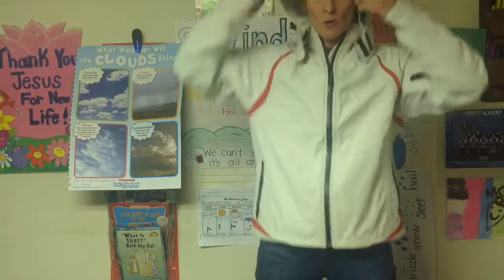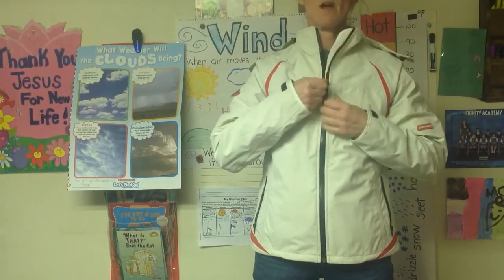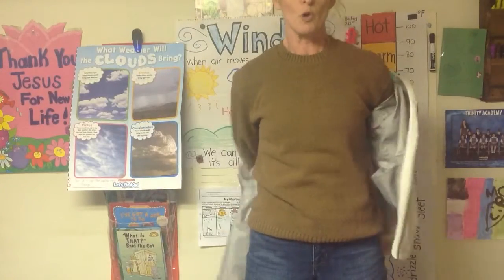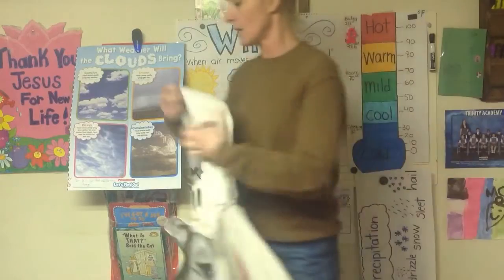Hello again, boys and girls. Can you guess what we're going to learn about today in science? We're still talking about weather. What do I have on? All right, a raincoat. Because today we are going to talk about different kinds of precipitation. Remember when we did weather in class, we talked about the word precipitation, and that means any type of water that falls from the sky.